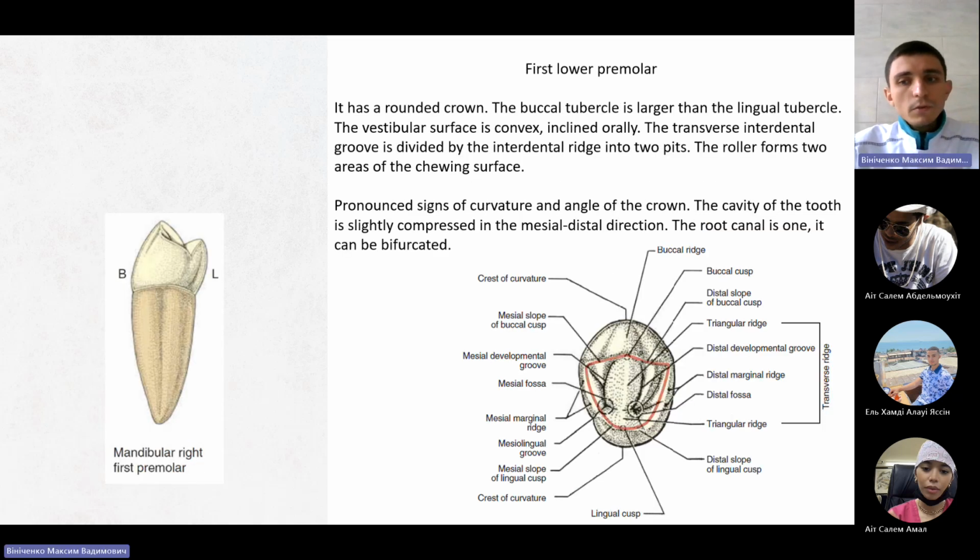The first lower premolar has a rounded crown. The buccal tubercle is larger than the lingual tubercle. The vestibular surface is convex, inclined orally. The transverse interdental groove is divided by the interdental ridge into two pits. The ridge forms two areas of the chewing surface. Pronounced signs of the curvature and angle of the crown. The cavity of the tooth is slightly compressed in the mesial-distal direction. The root canal is one, it can be bifurcated.